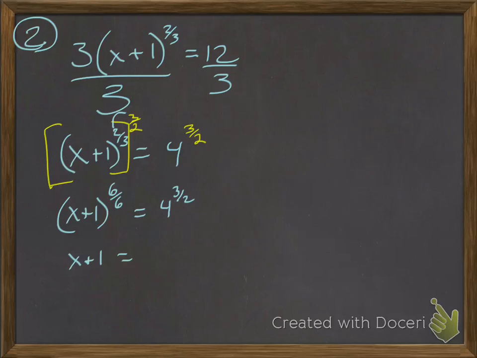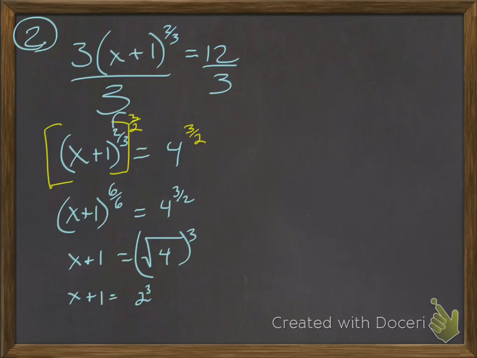So I have x plus 1 raised to the first, which is just x plus 1. Now, I can simplify this 4 raised to the 3/2 by changing it to radical form. It's going to be the square root of 4 cubed. The square root of 4 becomes 2. But this is where you have to understand what you're doing here, and be careful with this. This is a step that people forget a lot.